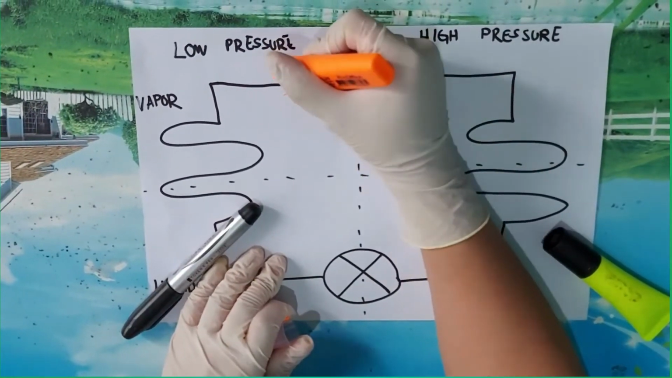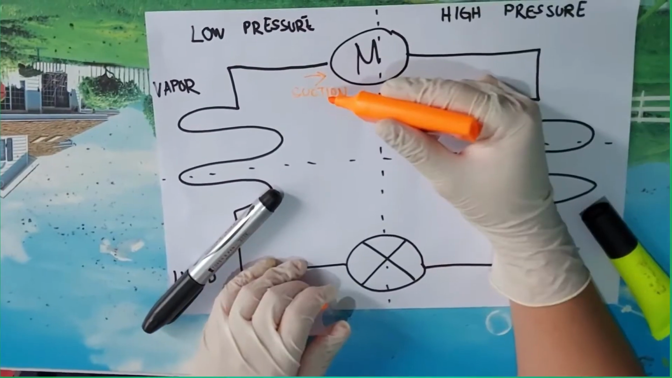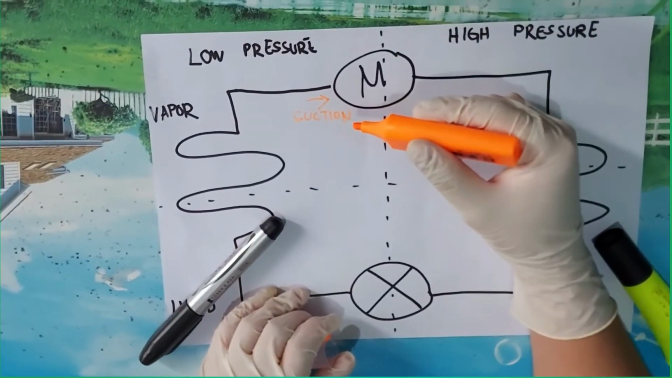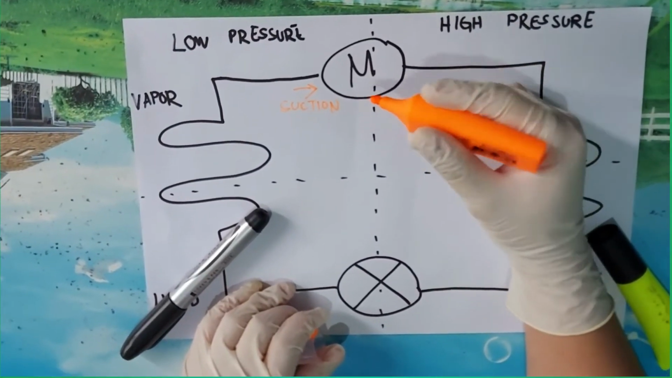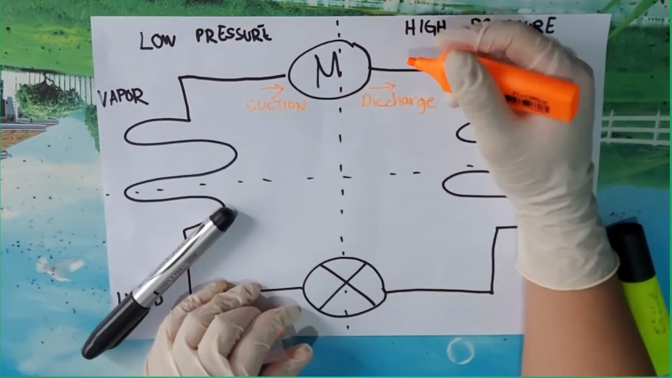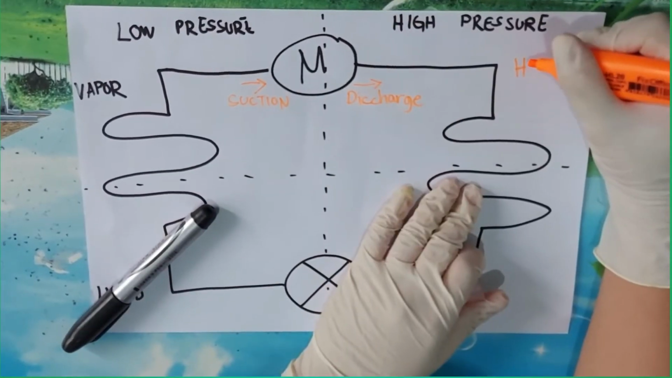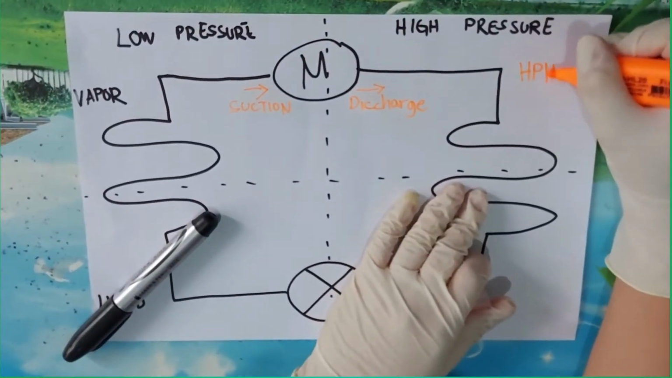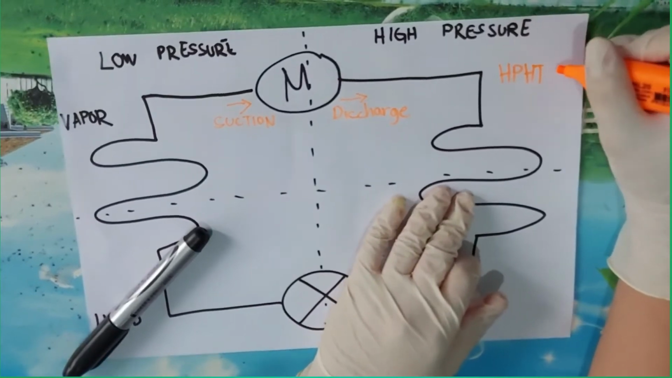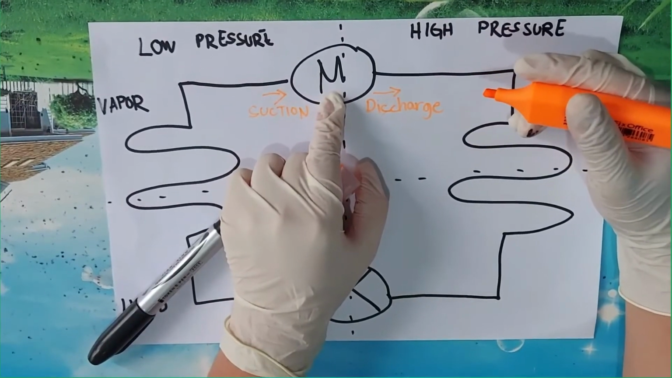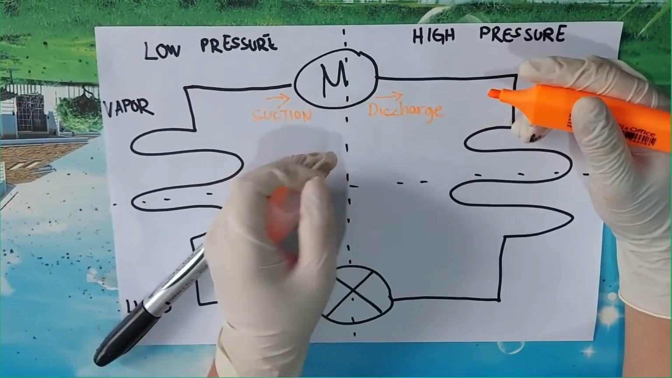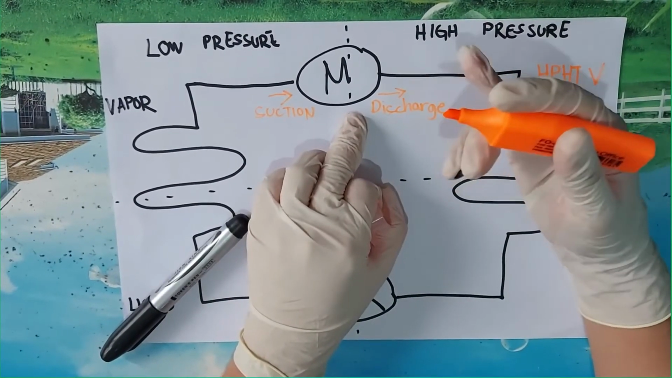It starts from the suction of compressor, where it suctions the low pressure, low temperature vapor. After the suction, it will discharge high pressure, high temperature vapor refrigerant. In short, the purpose of the compressor is to compress the refrigerant where it causes the increasing of pressure and temperature.